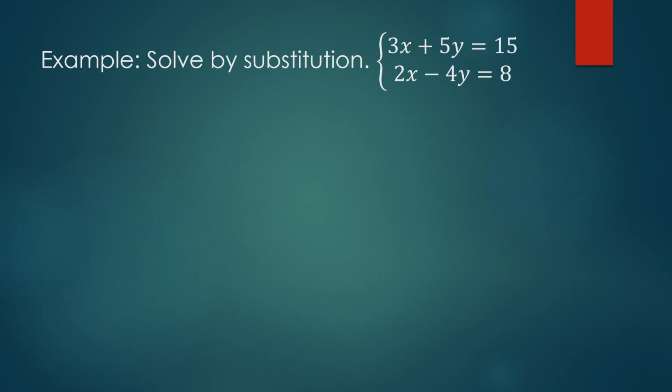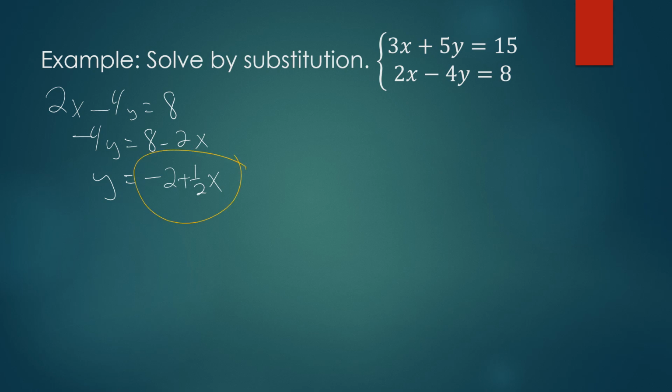I'm going to take the second equation and solve for y. So I have 2x minus 4y equals 8. If I solve for y, negative 4y must equal 8 minus 2x, and then I divide both sides by negative 4, and I'm going to get negative 2 plus 1/2 x. I'm going to now take this expression and replace it in for y of the first equation.